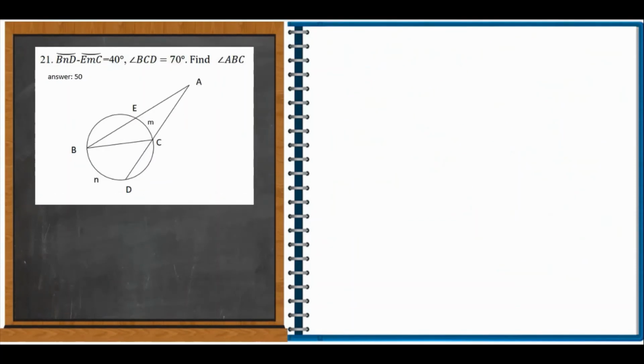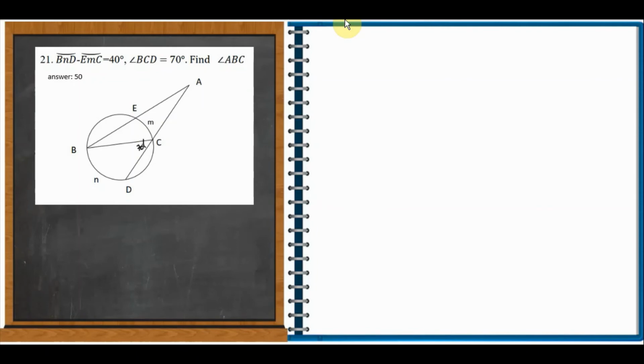Number 21. In number 21, we see a circle and a second line. What is given is the degree measure of arc BND minus the degree measure of arc EMC is equal to 40, and the angle BCD is 70 degrees. So let's show those angles on the picture. BCD is this angle, it's 70.